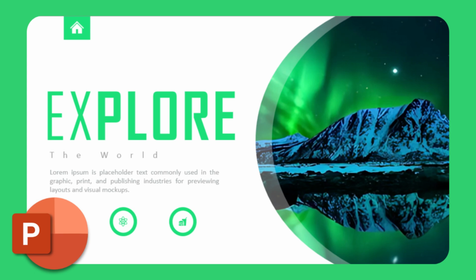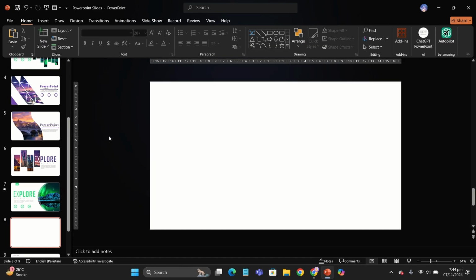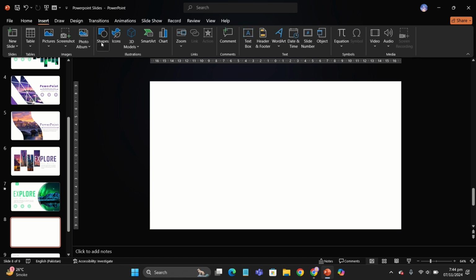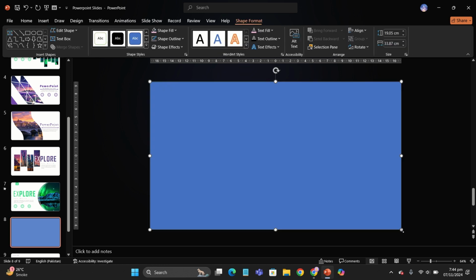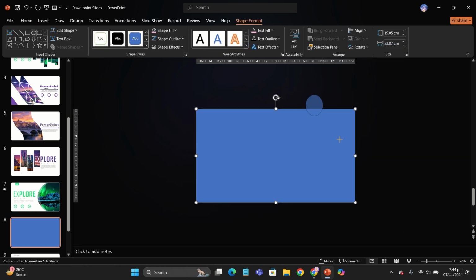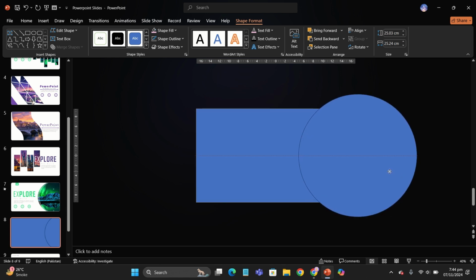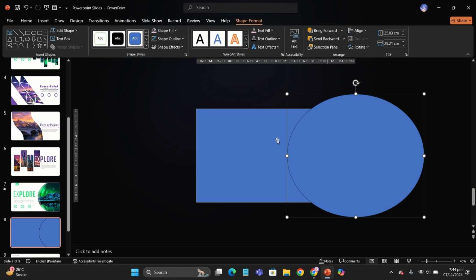So let's start. The first thing you're going to do is open up a blank slide, go to Insert tab and Shapes and insert a rectangle that covers the entire slide. You're going to remove its fill, you're going to remove its outline and you're going to insert a huge circle right here like this. Adjust its size.